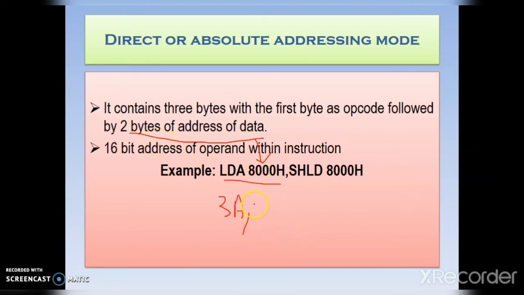Here the first byte is opcode, and the 2 byte address of data means the second byte is lower byte address followed by higher byte of address. So in this 16-bit address 8000, the lower byte is 00 and the higher byte is 80. So in 3 byte instruction, the first byte is opcode followed by lower byte of this 16-bit address and higher byte of this 16-bit address. So for this instruction SHLD, the corresponding hexadecimal code is, you see this opcode sheet.